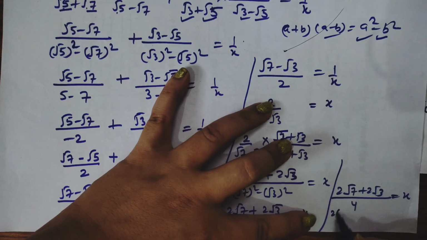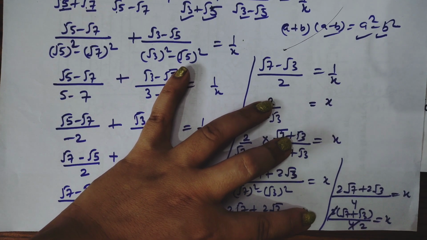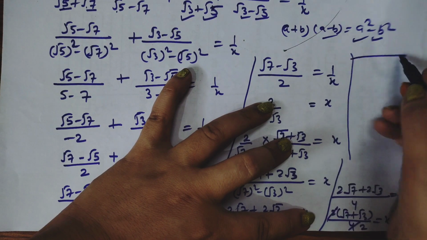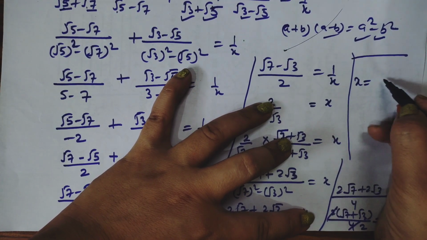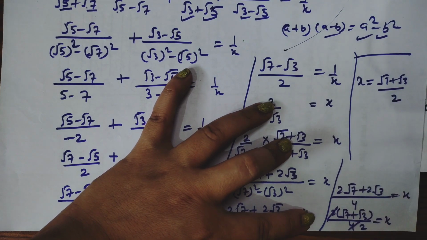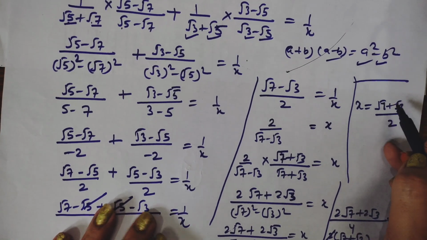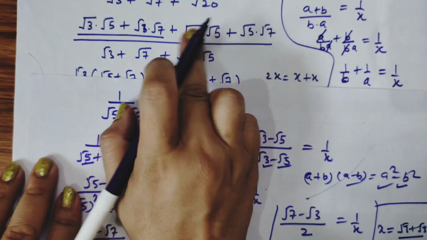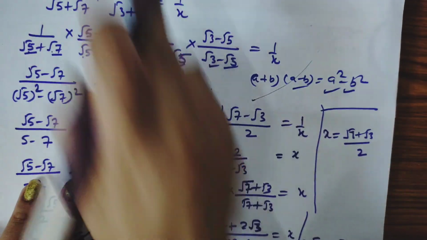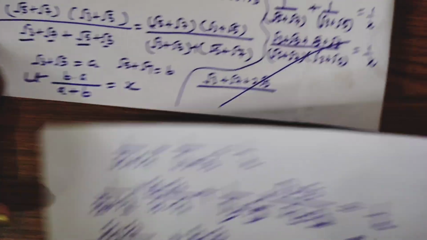Now take 2 common. So root 7 plus root 3 upon 4 equals x. This 2 cancels out by 2 times. So the x value is root 7 plus root 3 by 2. Now you can see we know the value of x. So what is your question? The question is this. Now you can see the x value is this, and what is our x? Everybody knows the x is this.